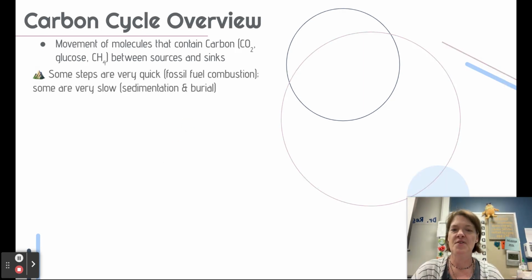And so some of these steps are very quick. This carbon can be released and move very quickly. So imagine burning any kind of fossil fuel, gasoline, oil, those sorts of things, even burning coal, and then the carbon would be released very quickly. But then some are very slow. So sedimentation is the buildup of organic or carbon-based material in the ground until it forms rocks. And then burial is when an organism is buried, and over time, that eventually turns into some sort of carbon-based rock or mineral.